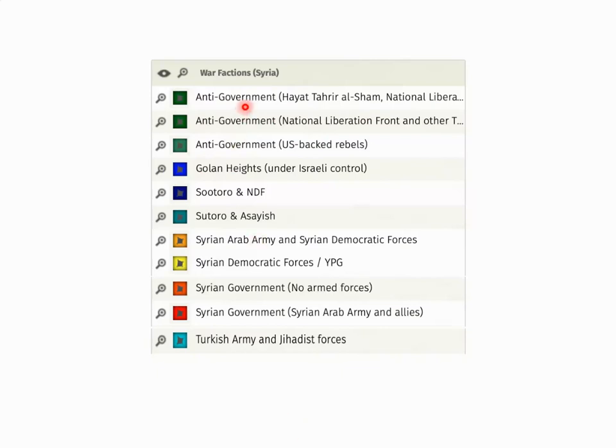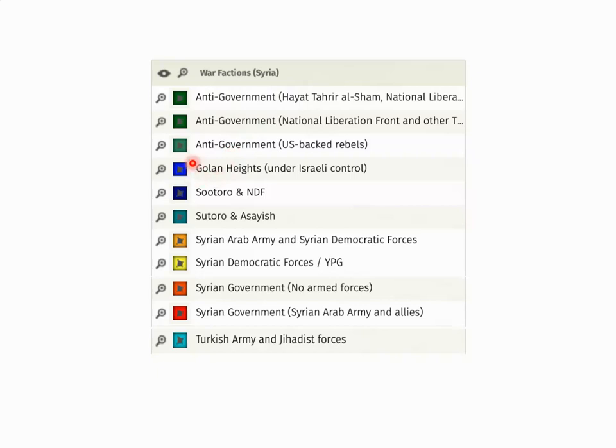So this is a list of the main factions currently involved in the Syrian civil war. They are numerous and coalitions may also change. In the order they are listed here, the first 3 are the anti-government groupings consisting, depending on the situation, of the Secular National Liberation Front, of US-backed rebels, of Turkish-backed jihadists, and the Islamic extremists of Hayat Tahrir al-Sham.